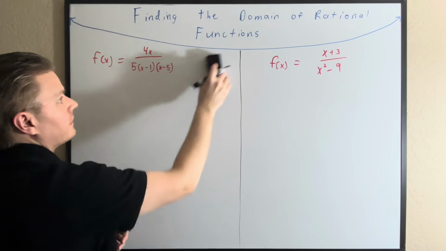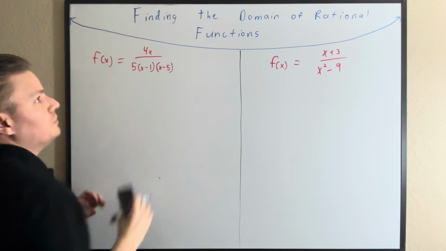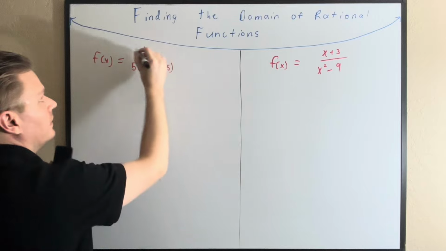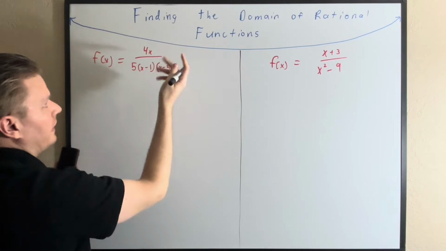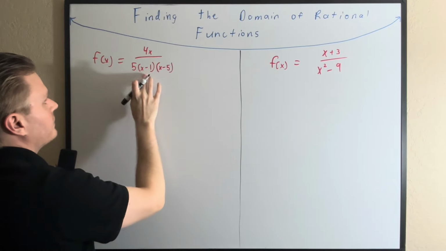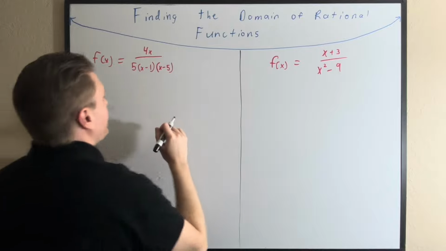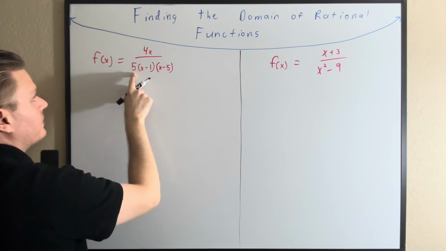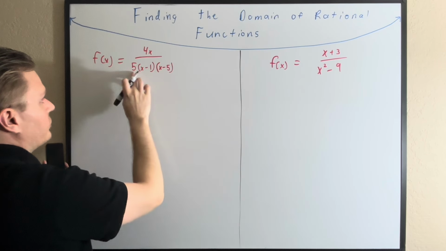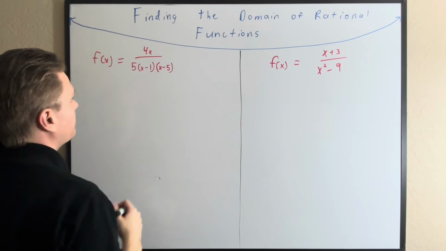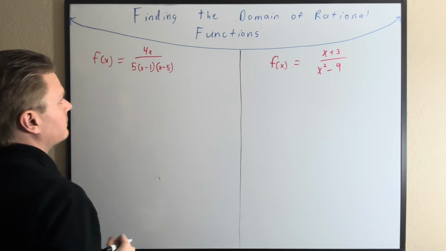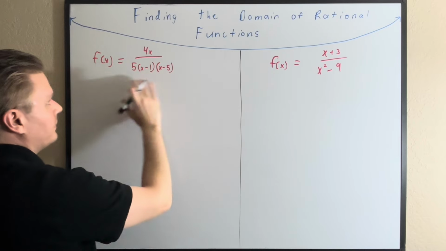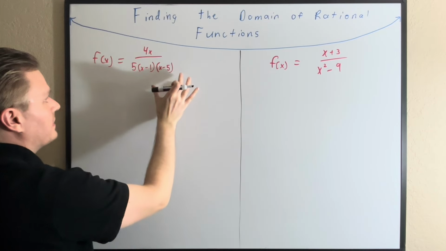So it doesn't matter what the numerator is. When we're just finding the domain, it doesn't matter what the numerator has for x. What matters is what's in the denominator. Now, this is a 5, so that's okay. There's no x along with it, so there's nothing that could make this denominator 0.